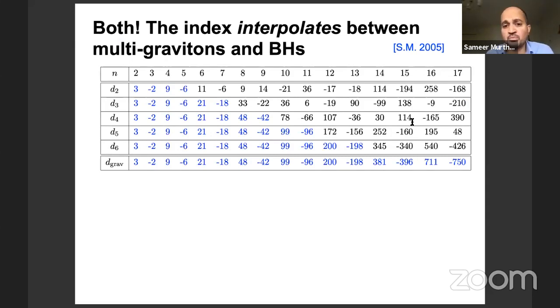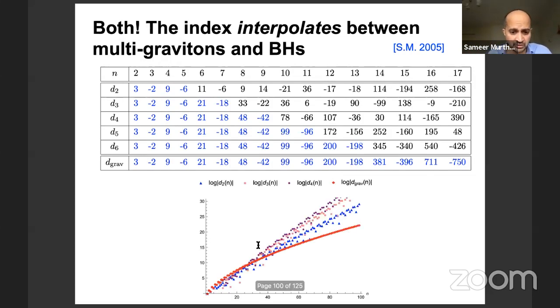So there's no puzzle. Basically the point was, if you look at large enough charges, numerically you'll start to see the deviation. It's very interesting. Here's a graph. This red plot is the graviton index. The horizontal axis is the charge. This is the entropy. So that's the graviton entropy.